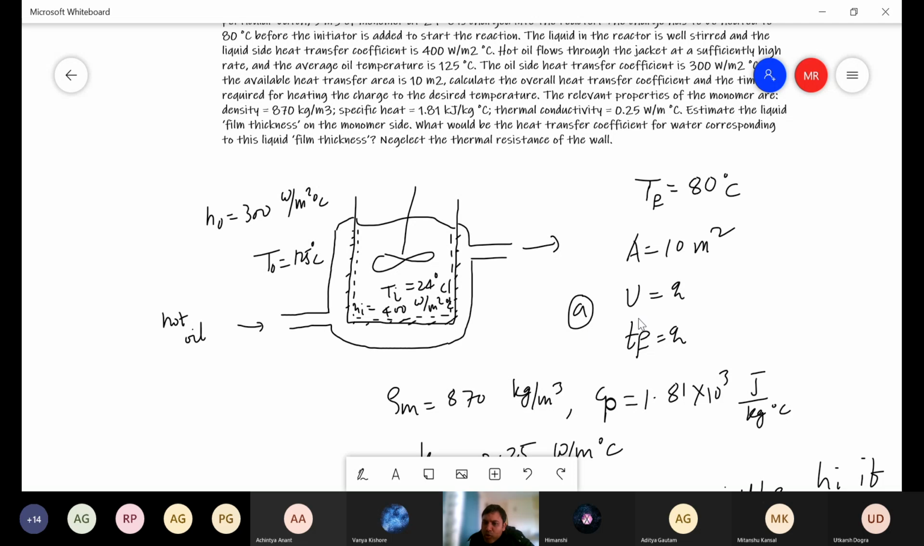And eventually we wanted to find out the time tF when the temperature of this monomer, which is inside this container, will increase to 80 degrees Celsius, isn't it? So we wanted to find out that particular time. Do you all agree? Yes, sir. So what will be the balance in this case? The rate of change of energy of this monomer mass inside this reactor should be equal to the amount of heat added by the hot fluid outside in the jacket, isn't it? Yes, sir. So that is what we have equated.